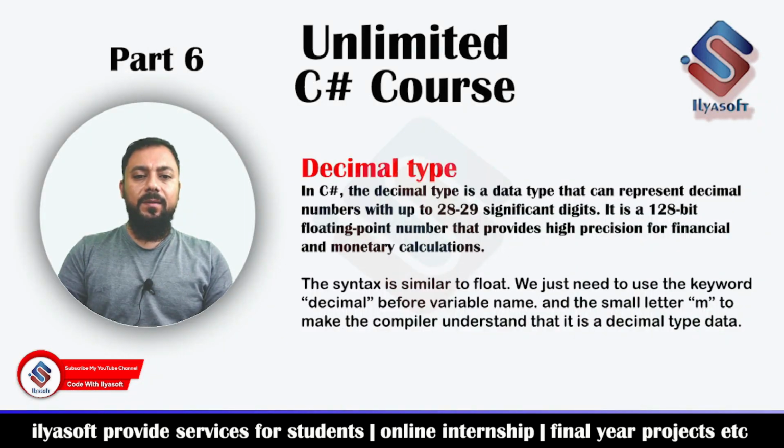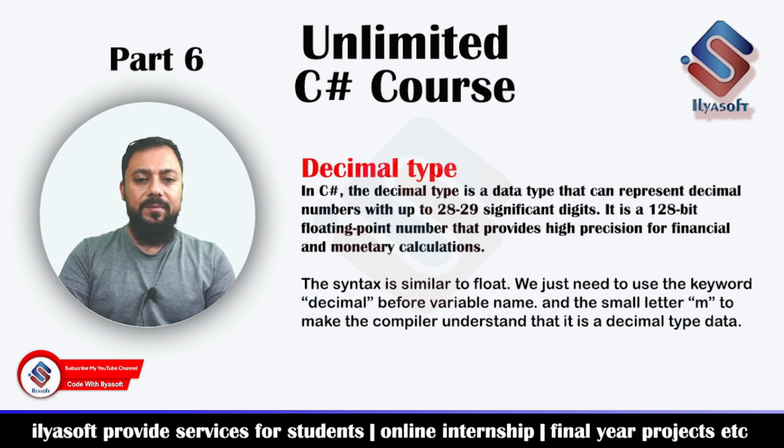Next is the decimal type. In C sharp, the decimal type is a data type that can represent decimal numbers with up to 28 to 29 significant digits. It is a 128-bit floating point number that provides high precision for financial and monetary calculations. The syntax is similar to float. We just need to use the keyword decimal before the variable name and the small letter m to make the compiler understand that it is decimal type data.